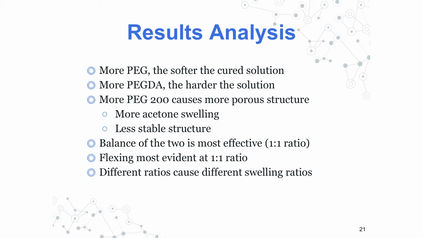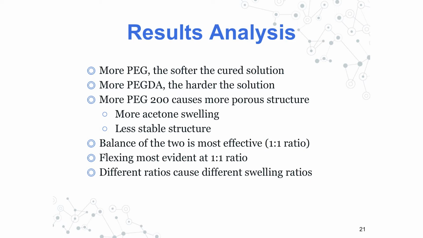As for our results, we've concluded that the more PEG we add to the solution, the softer the final material will be, while the more PEG DA we add to the solution, the harder the final material will be. PEG also makes the solution more porous and flexible, which is why the final material is soft. Because of PEG's softness and flexibility, along with PEG DA's stability, it's crucial to have a healthy balance of the two. So at a 5:5 or 1:1 ratio, it's optimal to keep it there, and flexing is best expressed at those ratios.